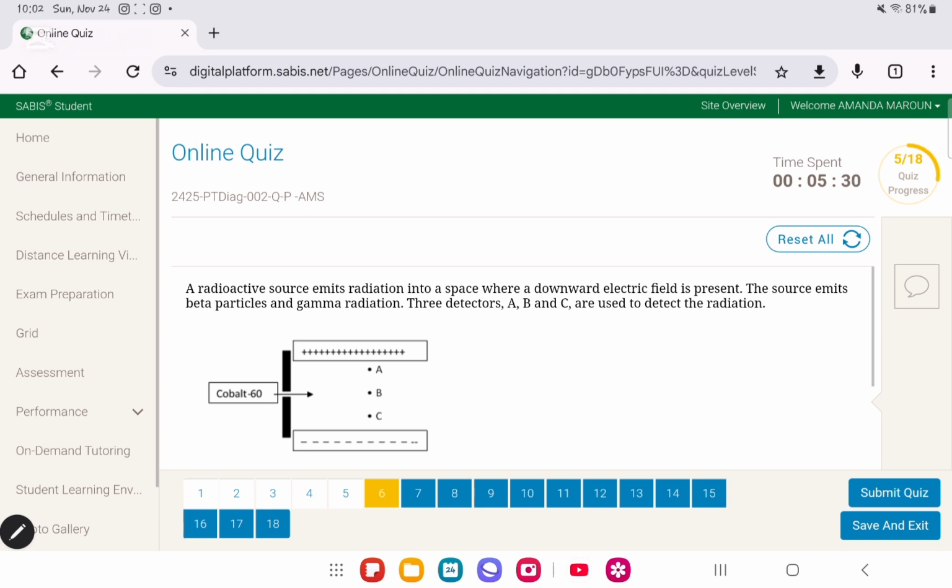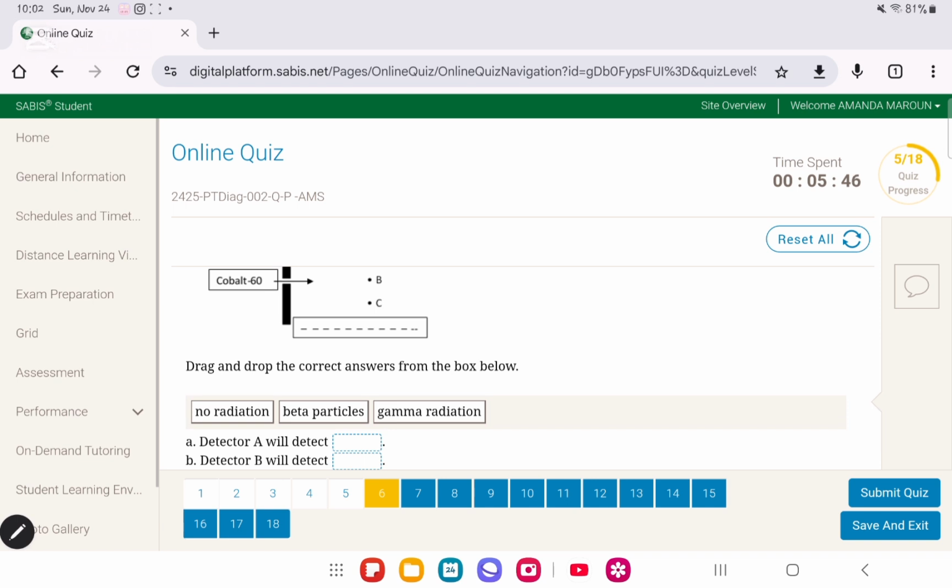Question number 6. A radioactive source emits radiation into space where a downward electric force field is present. The source emits beta particles and gamma radiation, so there's no alpha particles. 3 detectors, A, B, and C, are used to detect radiation.